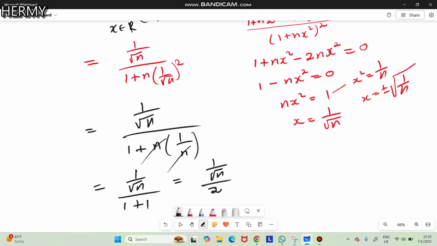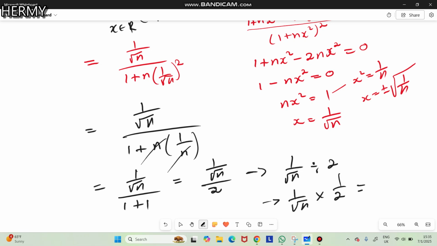Then the 2 will come here. Why does it come there? Because remember, it says 1 over the square root of n divided by 2. Then if you want to remove the division, it's 1 over the square root of n times 1 over 2. Then when you cross multiply, it's 1 over 2 the square root of n.